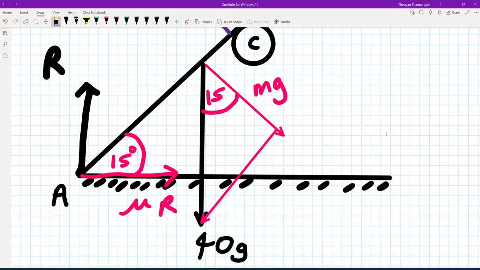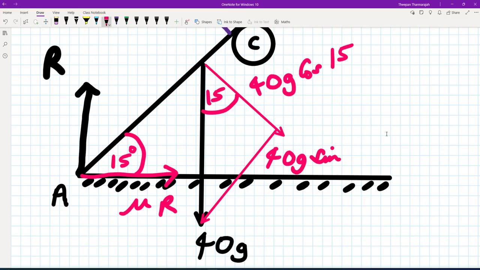So it's going to be 40 G cos 15, and this would be 40 G sine 15, but we don't really care about the 40 G sine 15, because that's not perpendicular to the rod. So what is perpendicular is this force, which I'm doing in purple here. That's what we care about. Okay, the purple force, because that's exactly perpendicular to the rod that we have.